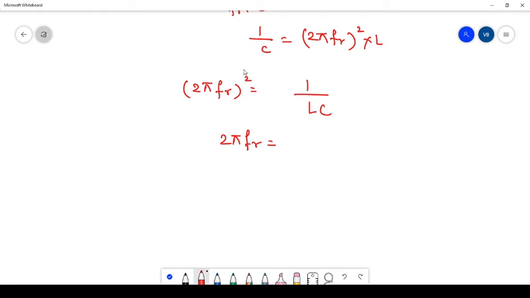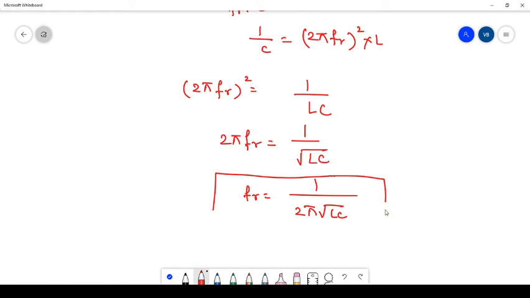So here square term is there, no? So 1 by under root of LC. Okay, 1 by under root of LC. We need to calculate fr. So 1 by this 2 pi term comes this side, that will be in the denominator, that is 2 pi under root of LC. So this is the resonance frequency.